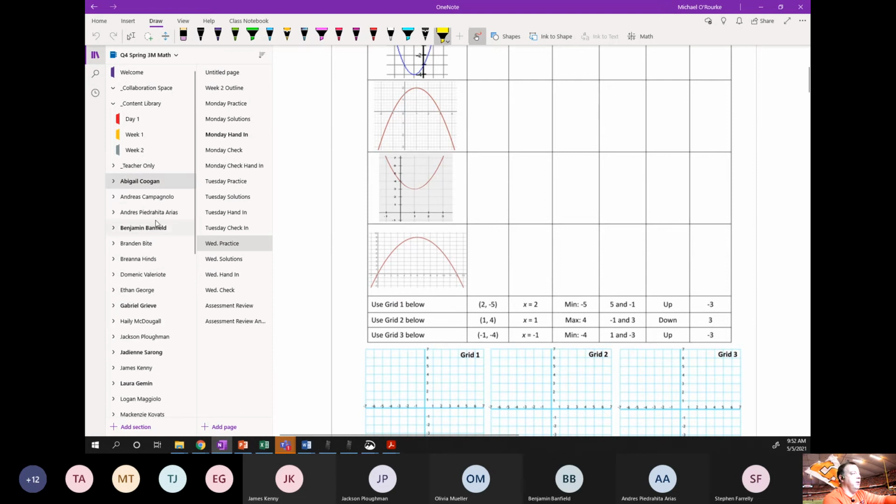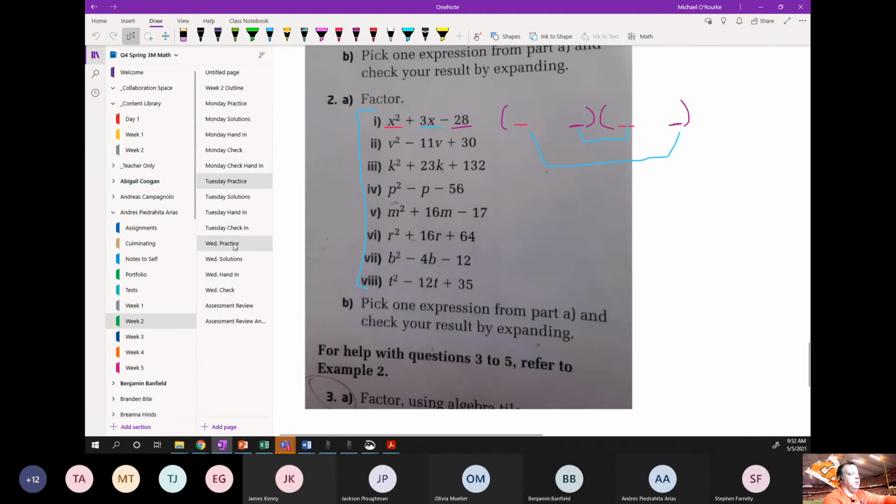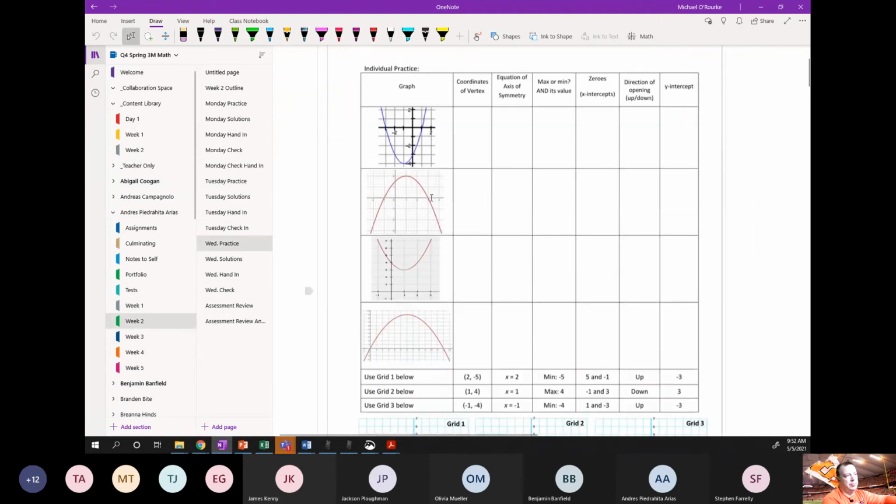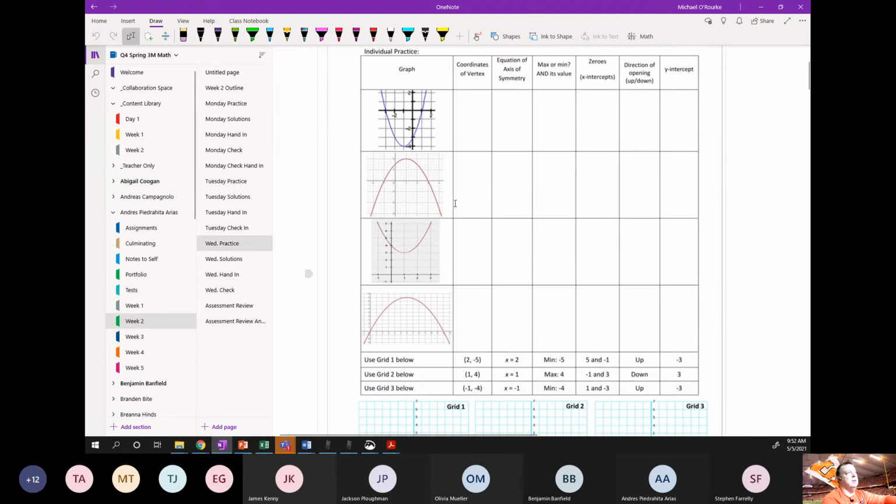Actually, I'm going to do this on Andreas, says Abigail. Where is your homework, Andreas? Week 2 practice. Remember, when you go through this, you want to graph the vertex, your zeros, and your y-intercept. And that's what is going to make your graph. Okay? Any questions on this?